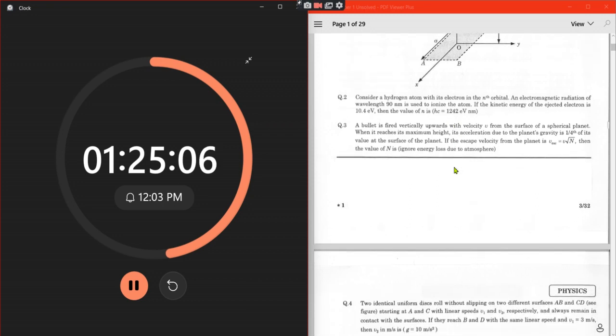Next question, third. A bullet is fired vertically upward with velocity v from the surface of a spherical planet. When it is at its maximum height, its acceleration due to the planet's gravity is 1/4 of its value at the surface of the planet. So its r has doubled. If the escape velocity of the planet is equal to root n times v, then the value of n is?